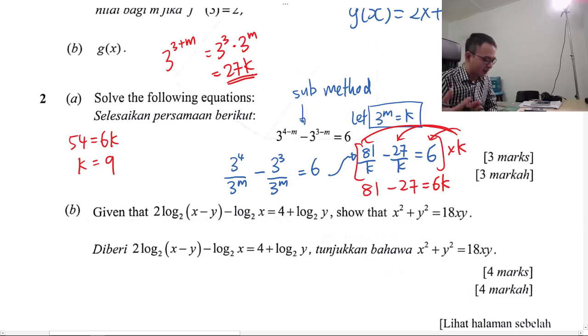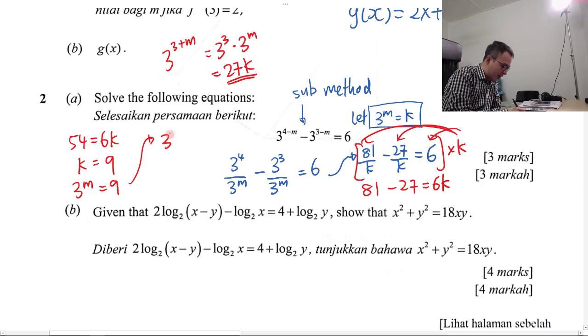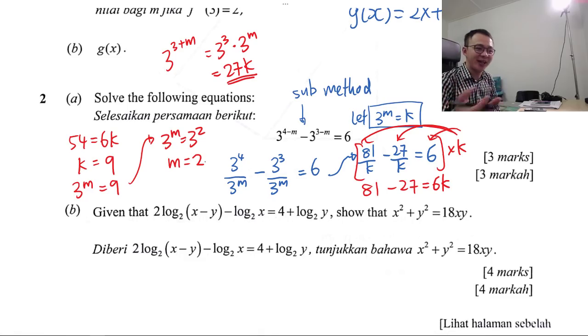Oh, sorry. The question actually wants to find m. So we haven't finished, we cannot stop at k. Therefore 3 power of m equals 9. I substitute back 3 power of m equals k into here. So 3 power of m equals 3 power of 2, so m equals 2, because 9 actually is 3 power of 2, right? So m should equal 2. We have to find m, we are not finding k, so I shouldn't stop at k.